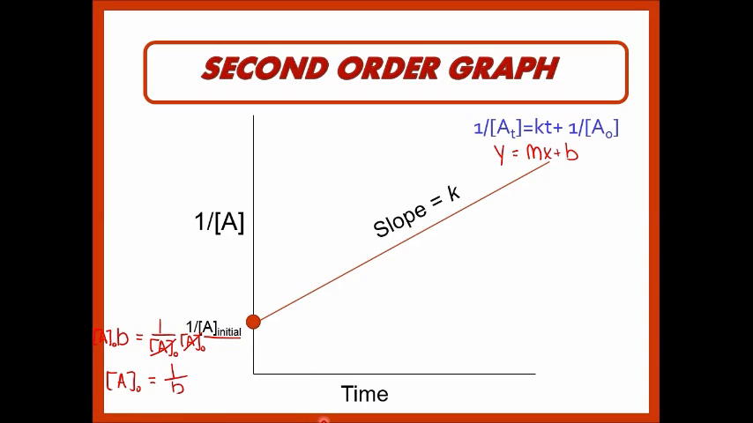So in summary, if we plot time versus reactant concentration and yield a linear relationship, we know that this was a 0 order reaction. If we plot time versus the natural logarithm of the reactant concentration and yield a linear relationship, we know that the reaction order was first order. And if we plot time versus 1 over the reactant concentration and yield a linear relationship, we know that that reactant was a second order reaction.